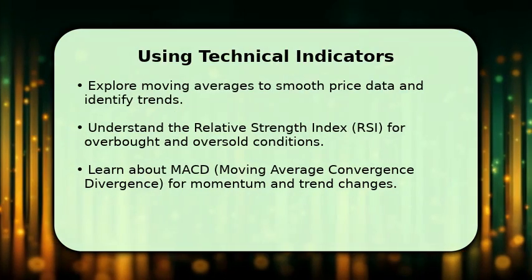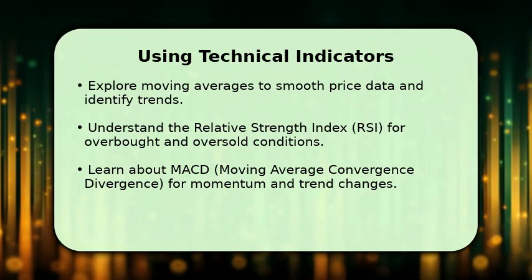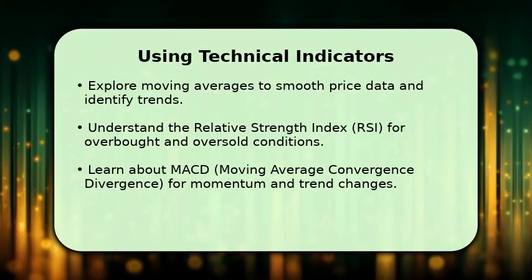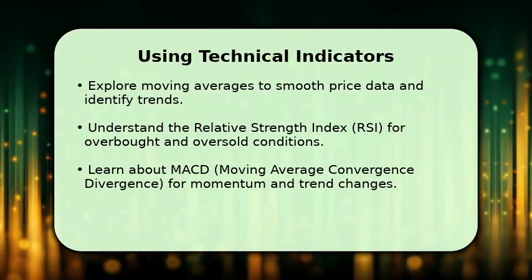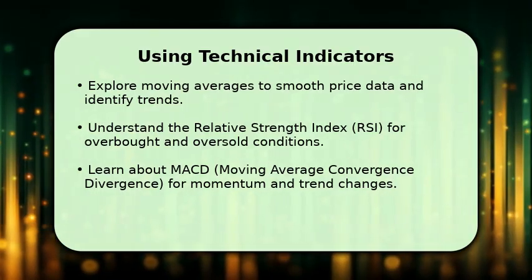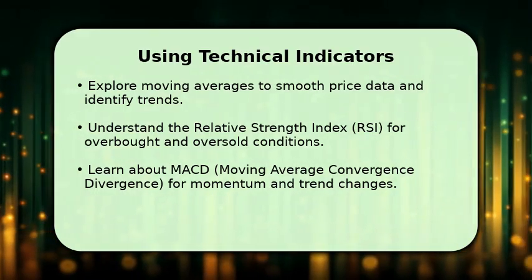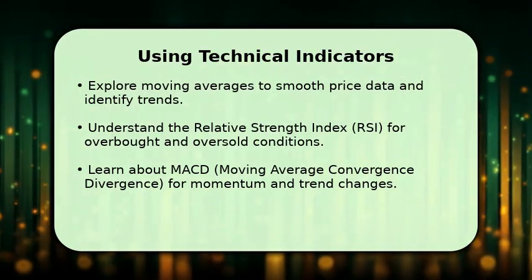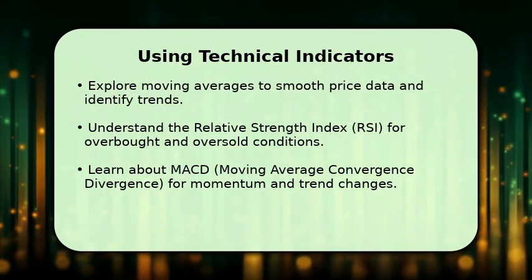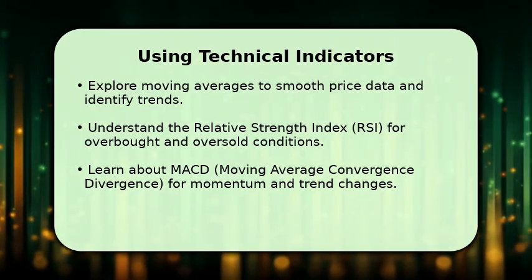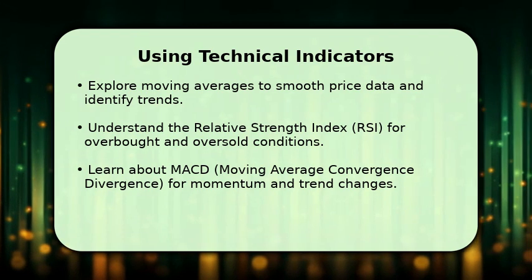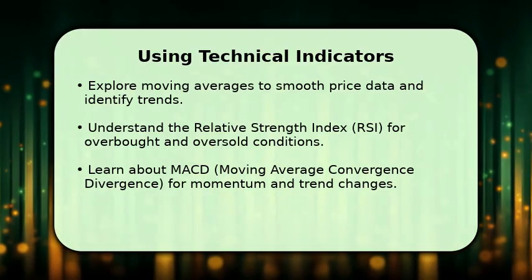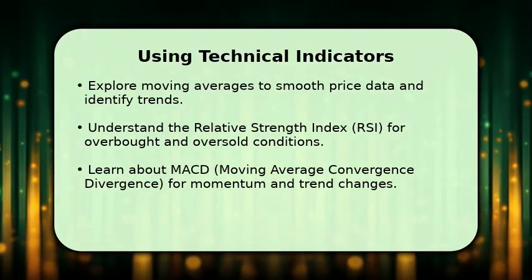Beyond patterns, technical indicators provide additional insights. Moving averages, for example, smooth out price data to reveal underlying trends, helping you identify support and resistance levels. The Relative Strength Index, or RSI, helps determine if a stock is overbought or oversold, typically ranging from 0 to 100. MACD, or Moving Average Convergence-Divergence, shows the relationship between two moving averages, signaling momentum and potential trend changes. These tools, when used together, can significantly enhance your market analysis.